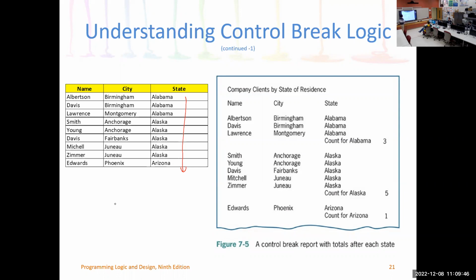So how do we break? Read the first one, Alabama. Read the second one, Alabama. Read the third one, Alabama. Read the fourth one, Alaska. Not the same, so you know that you stop here and you count. You have 3 employees from Alabama, and you keep going with Alaska: 1, 2, 3, 4, 5. Stop, and you put out the report. You have 5 employees from Alaska, and so on.